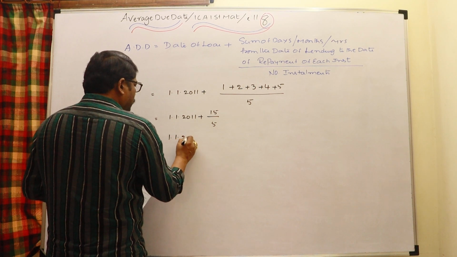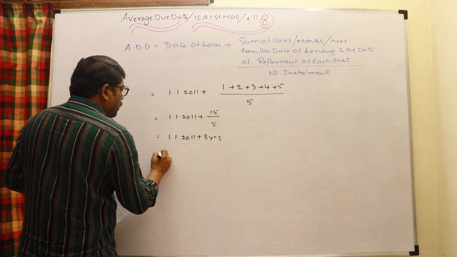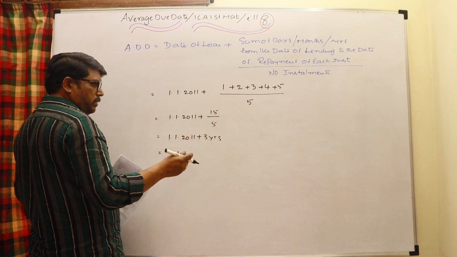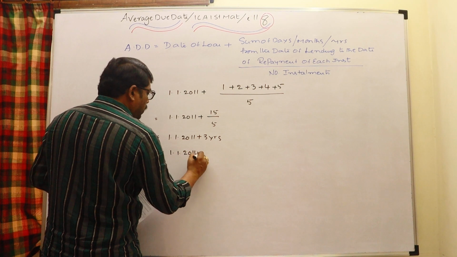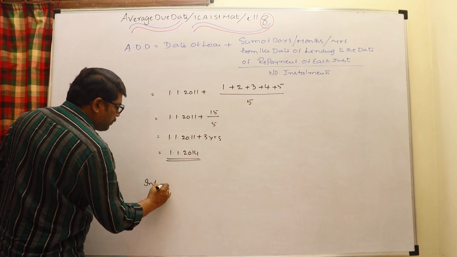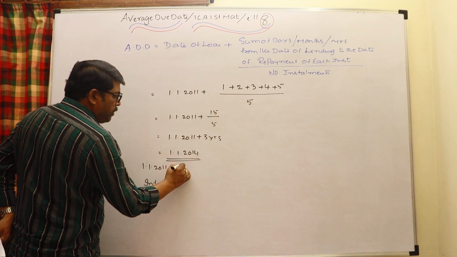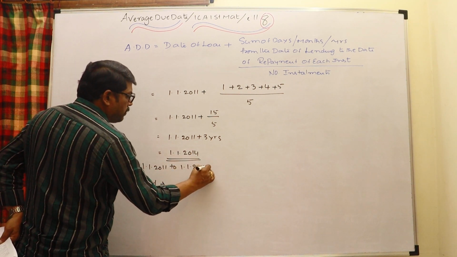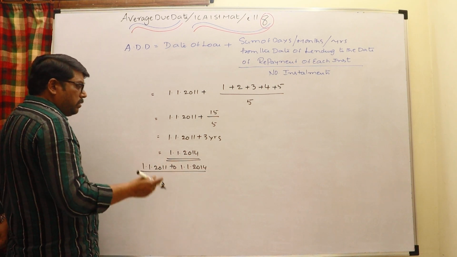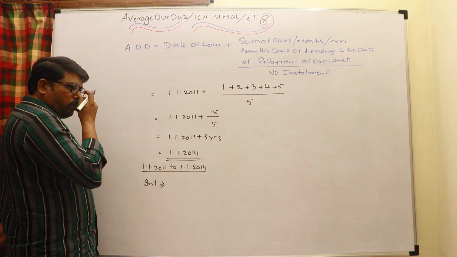Therefore, 1/1/2011 plus 3 years. So we can say the average due date is 1/1/2011 plus 3 years: 12, 13, 14. The average due date is 1/1/2014. Normally, interest is to be paid from the date of loan taken to the average due date, 1/1/2014. For this period interest is to be calculated: 11, 12, 13, so 3 years from the date of loan taken to the average due date.